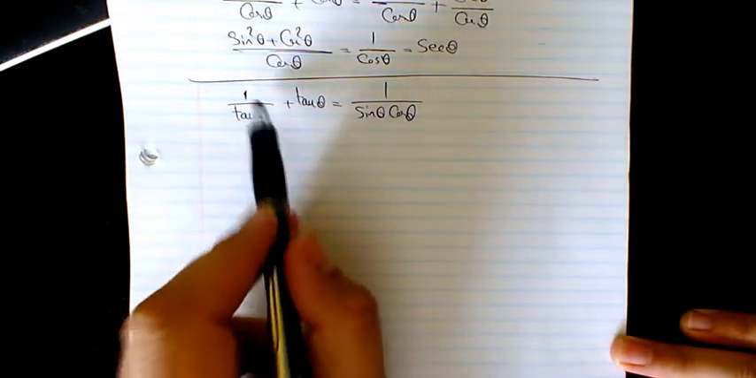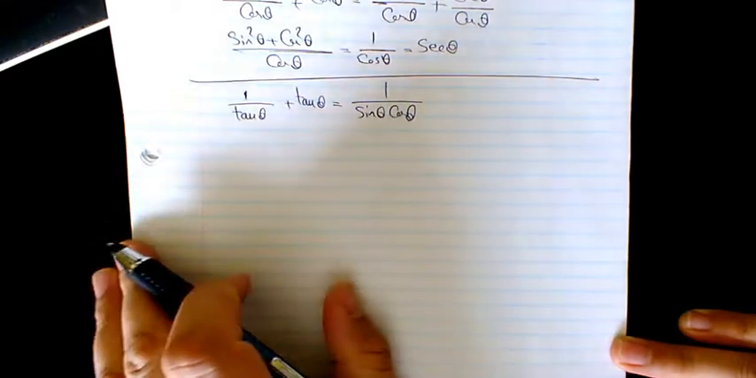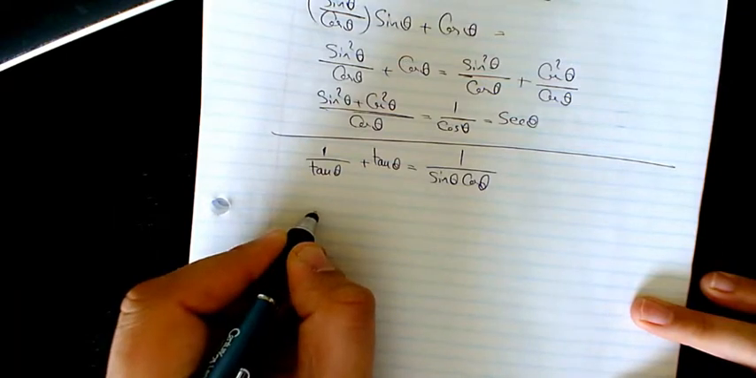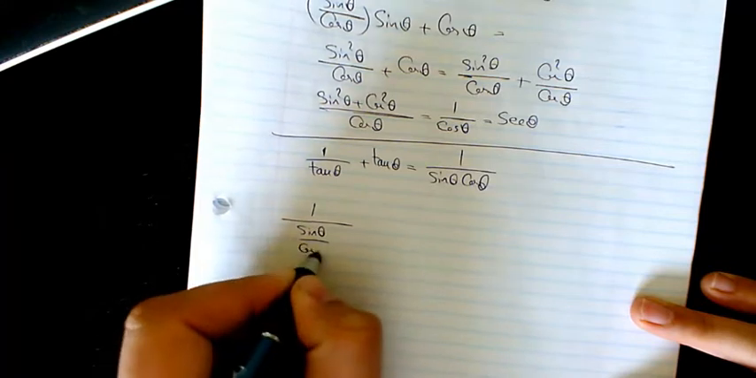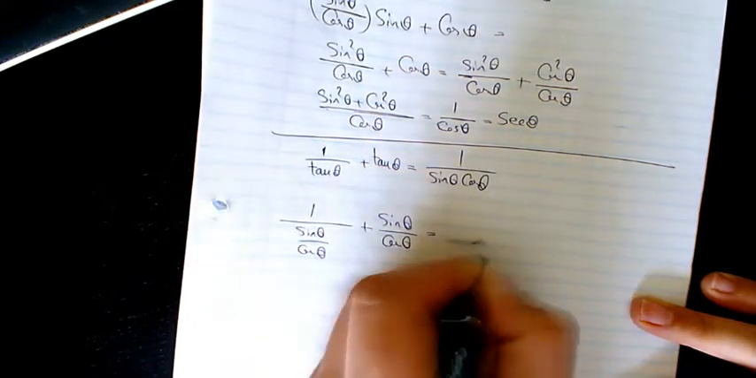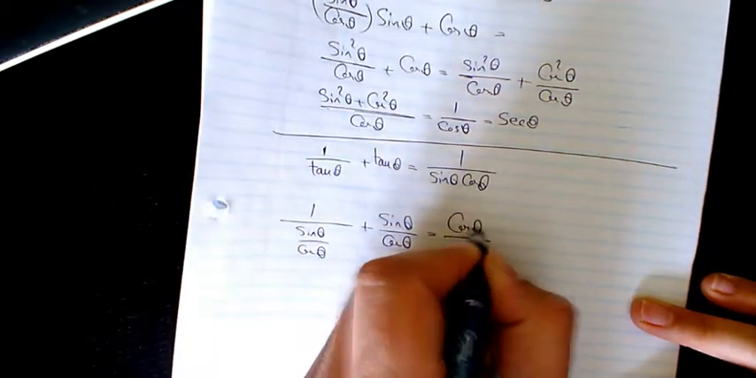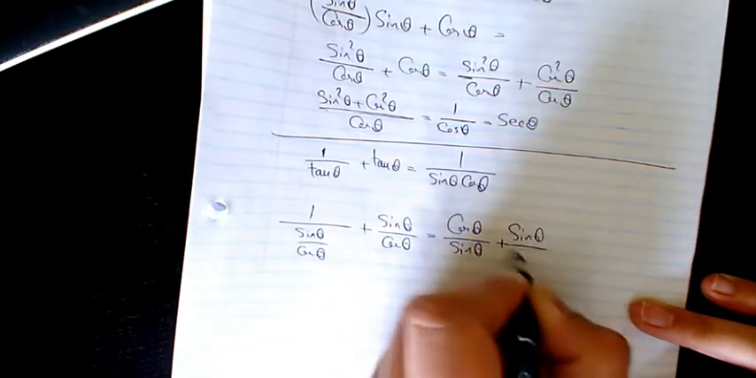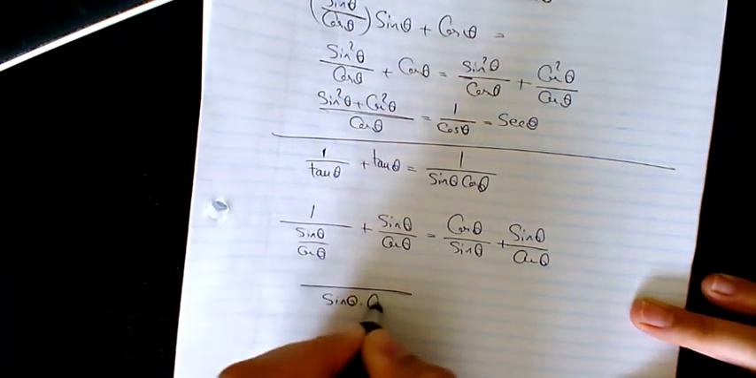In this example, I have 1 over tan theta plus tan theta equals 1 over sine theta times cosine theta. So here I will have 1 over sine theta over cosine theta plus sine theta over cosine theta equals, this one goes on top, so it will be cosine theta divided by sine theta, plus sine theta divided by cosine theta. Then I will have the common denominator.